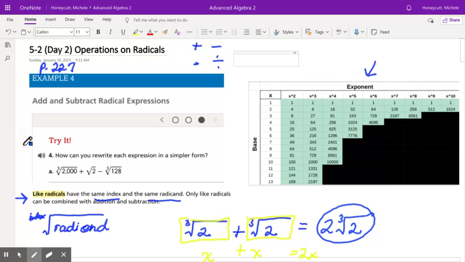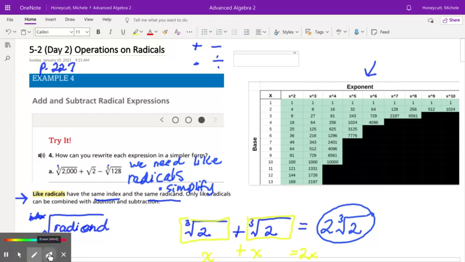Now, if you look at this first example, none of these have the same radicand, and only 2 of them have the same index. So that's the problem. We need like radicals. Now, if we don't have them, we're going to try to make them. So if we don't have like radicals, we're going to simplify each radical to see if we can.